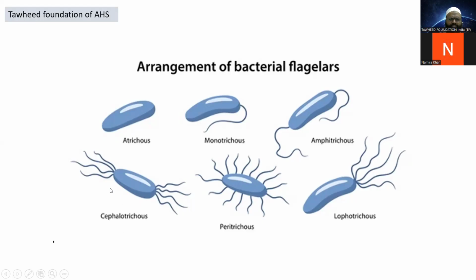Cephalotrichous is a less commonly used term that refers to a cluster or tuft of flagella located at one pole or end of the bacterial cell. It is essentially synonymous with lophotrichous flagellar arrangement. This arrangement allows the bacterium to have enhanced motility by rotating multiple flagella at the pole.